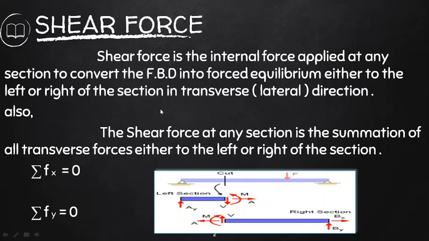So in shear force we need to convert this free body diagram into force equilibrium. How do we do that? We take the summation of all the forces applied in the x-axis direction, the horizontal direction, and sigma Fy, the summation of all the forces applied in the vertical direction, equal to 0. This way we convert the free body diagram into force equilibrium, by taking either the left of the section or the right of the section.